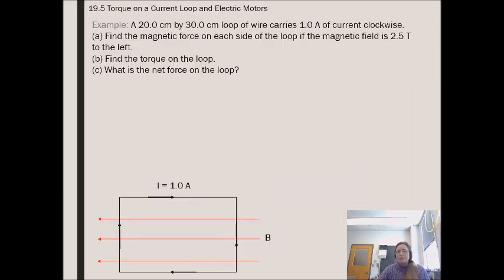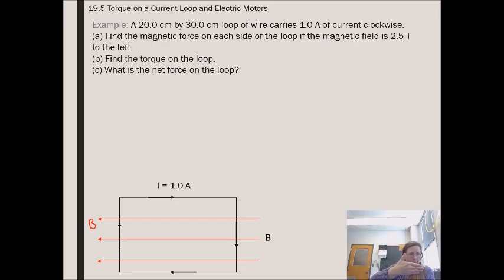Okay, so now let's do a problem where we have a loop of known area and we want to figure out the forces and the torques on it. First thing we want to do is use our right-hand rule to figure out what is going on in this particular loop. Here our magnetic field is B, so we would point our hands to the left to go with that magnetic field. And then we point our thumb in the direction of the current in each one of these sides.